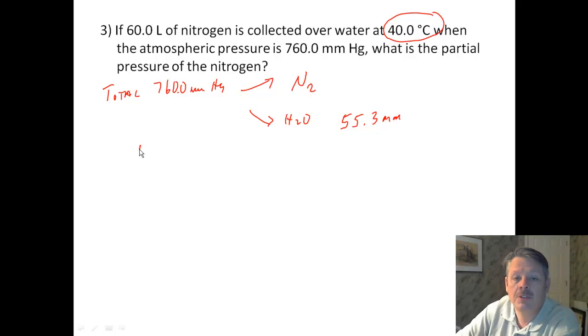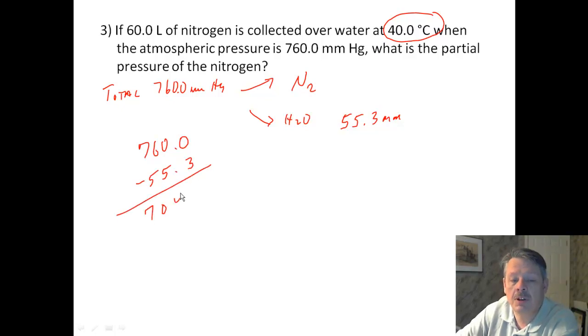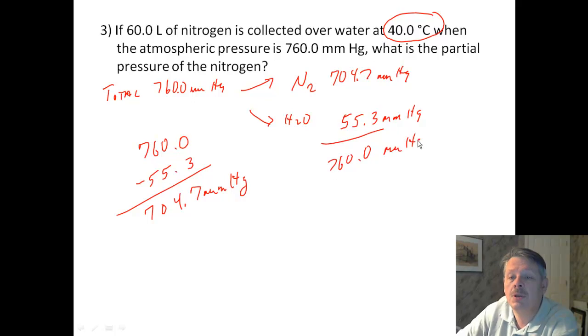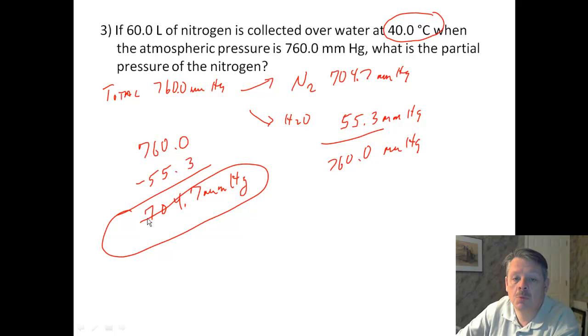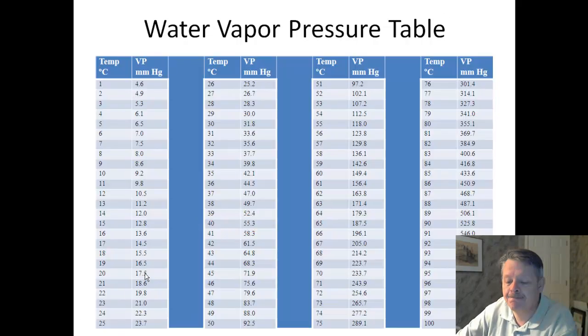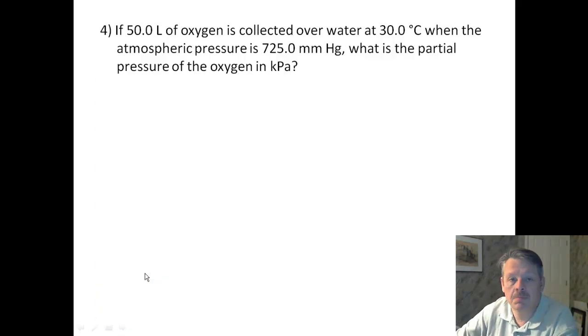All right. Well, if my total is 760, and I subtract 55.3, I come up with 704.7 millimeters of mercury. So that's the nitrogen piece. Because these two together, if you add them up, are going to add up to 760.0 millimeters of mercury. So the answer to the question, what's the partial pressure of nitrogen? That is the 704.7 millimeters of mercury.